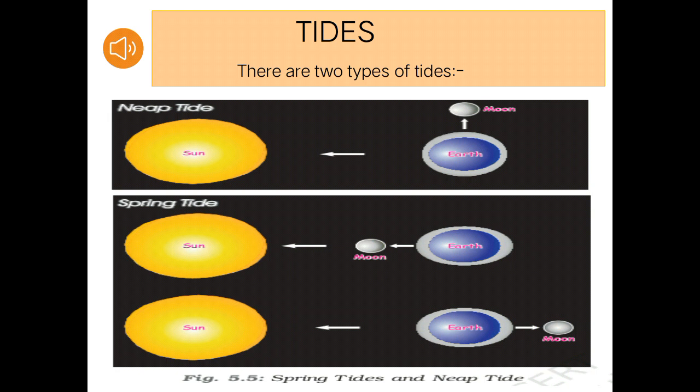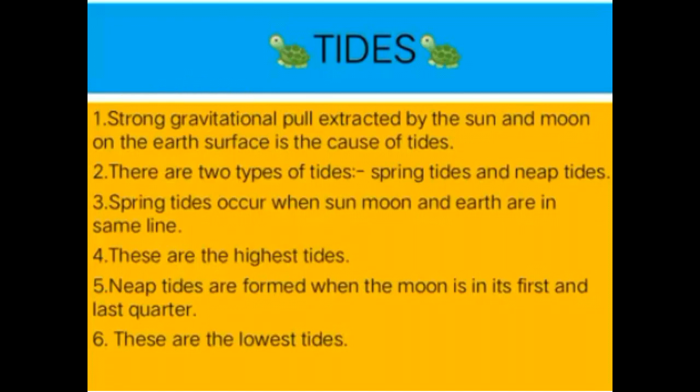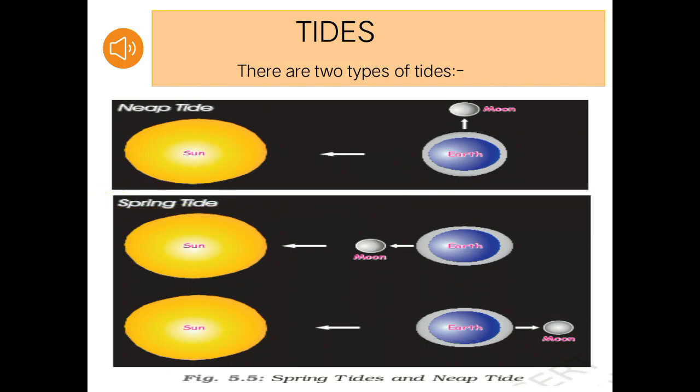Now let's understand tides. Tides are of two types: neap tides and spring tides. Neap tides are small tides. Spring tides are highest tides. Neap tides are formed when Sun, Earth, Moon make the angle of 90 degrees.